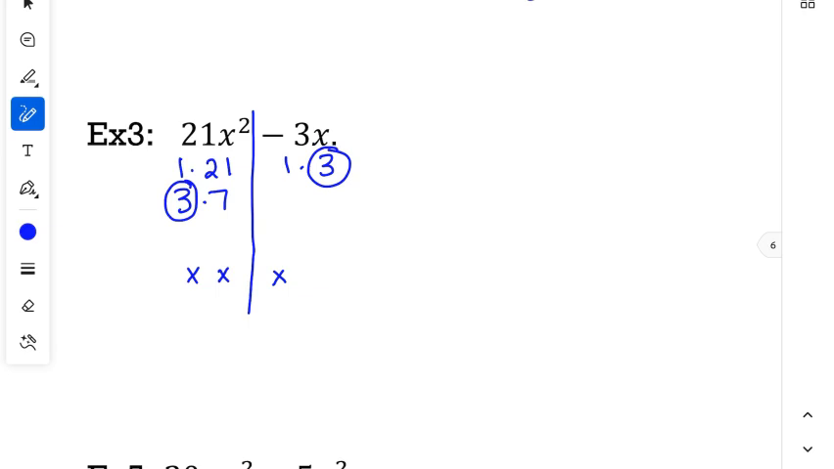So we're going to circle the GCF. So 3 is our greatest common factor. And then we circle the same number of variables on both sides. So I have 1 on one side and 2 on the other. So the maximum I can circle is 1.